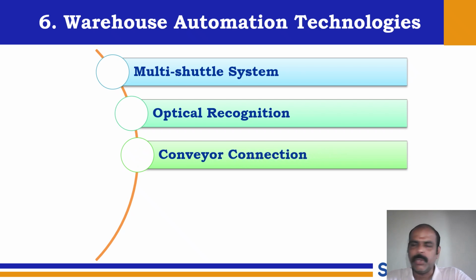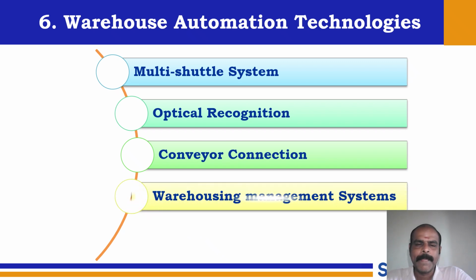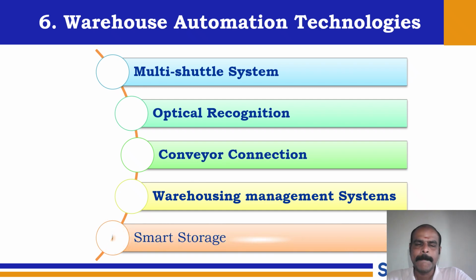Then conveyor connection. You can have different types of conveyors. There are n number of conveyors, I think some 14 types of conveyor systems. Any conveyor system can be adopted in this regard to accomplish this task. Then the warehouse management system. Yes, the physical is necessary, the digital is necessary. Some sort of management systems, online or e-based systems, connect all these activities. And smart storage. Today everywhere we see smartness. We see smart machines, smart equipment everywhere, and of course here also smart storage.